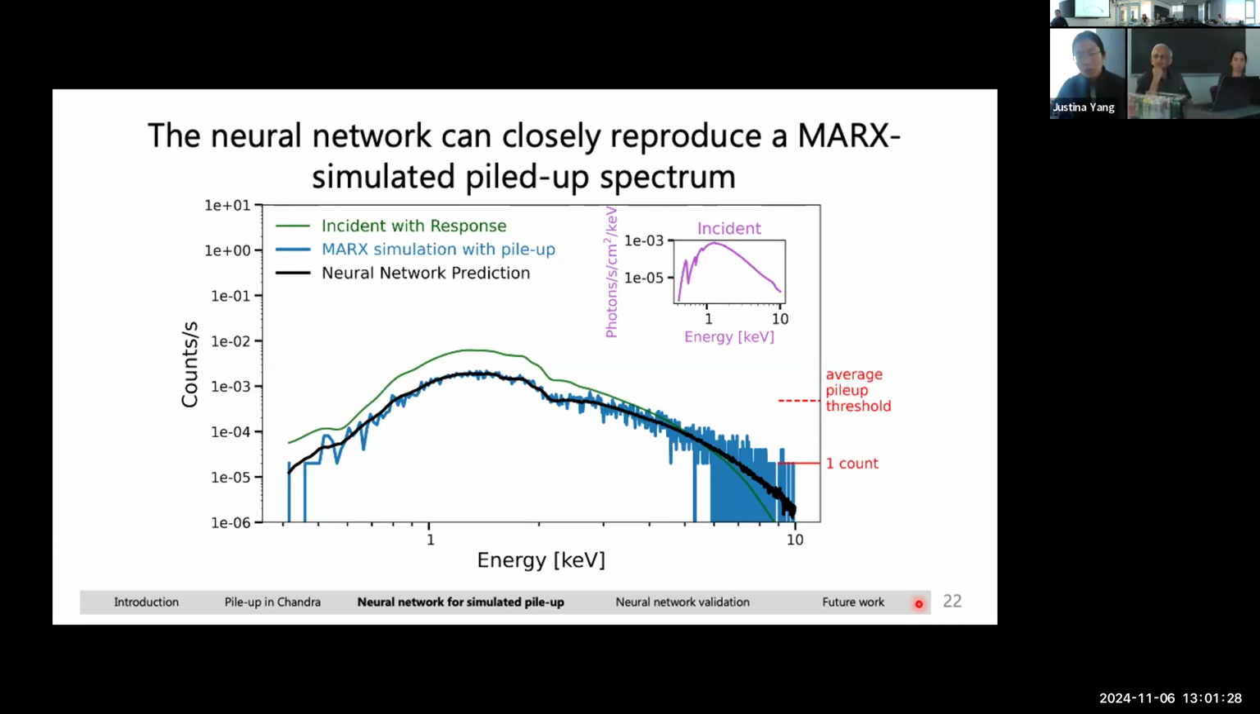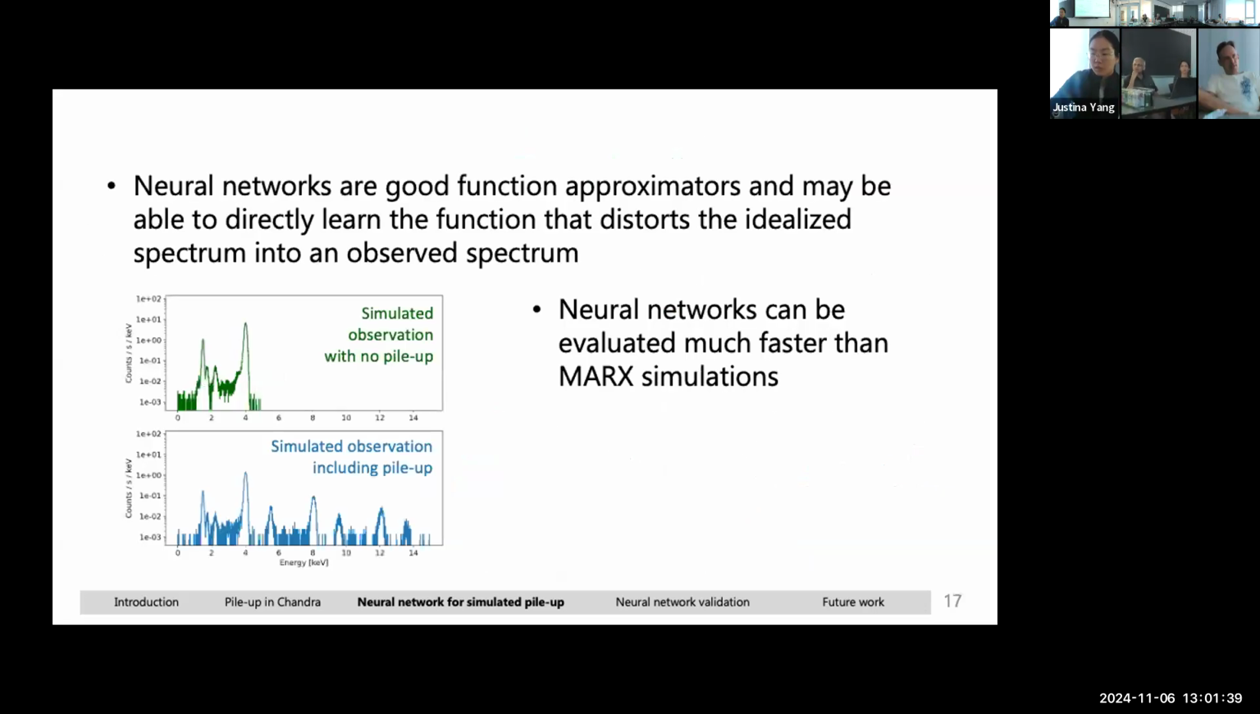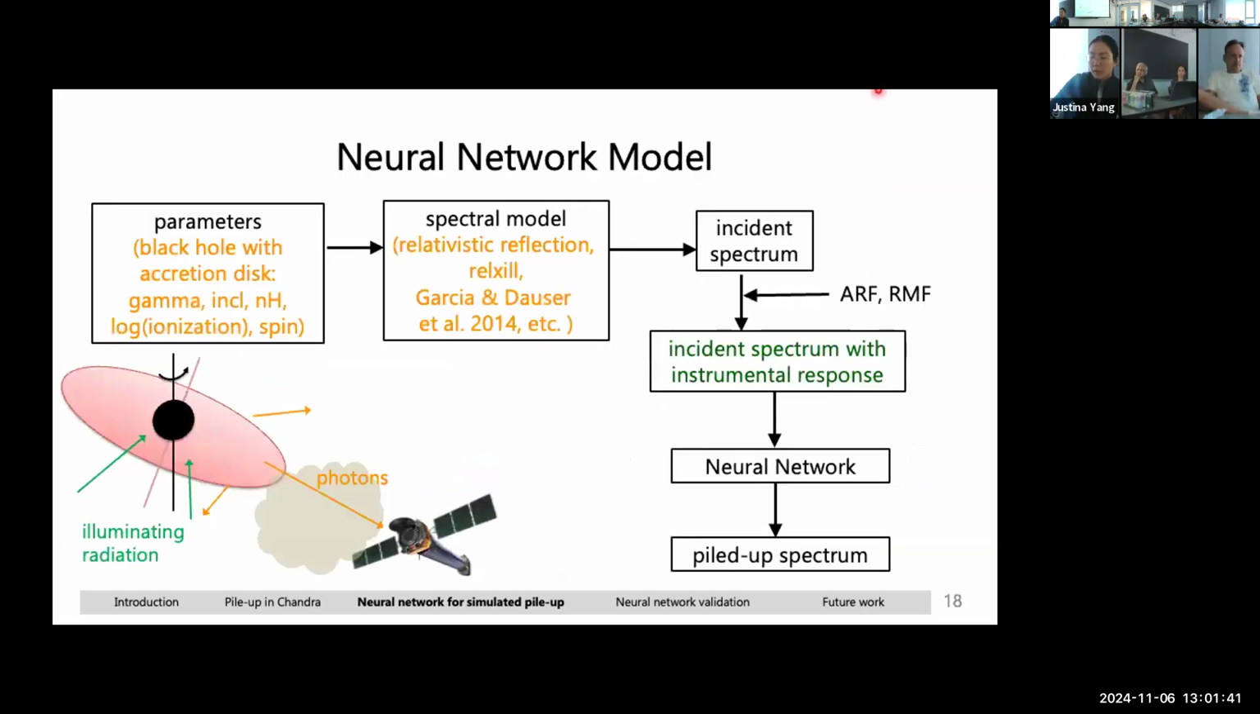Is that coming up? No, that's not coming up because I don't have the neural network predict that. No, the green is yours. So the green is the input to the neural network. Let me go back to this chart because I'm not quite sure which part you're looking for. The green is the spectrum that doesn't have any pileup. It includes the ARF and RMF, so it's a count spectrum. But that gets passed to the neural network, and the neural network predicts a spectrum that does include pileup.